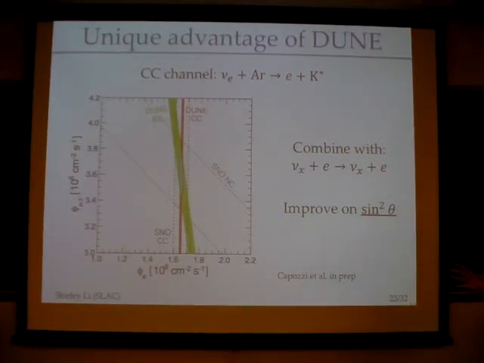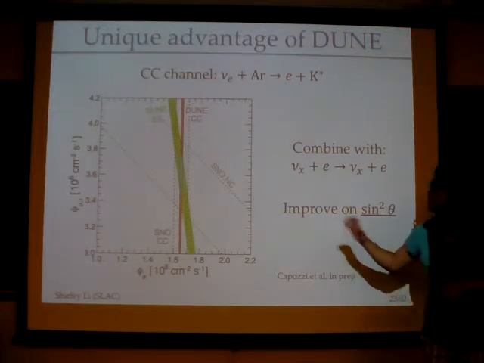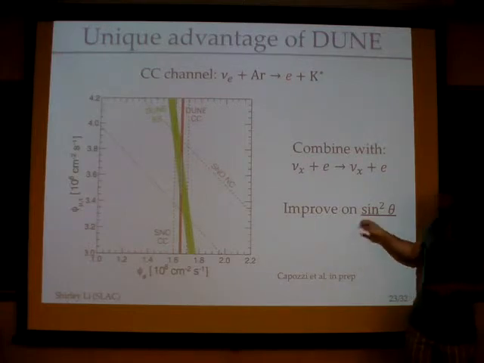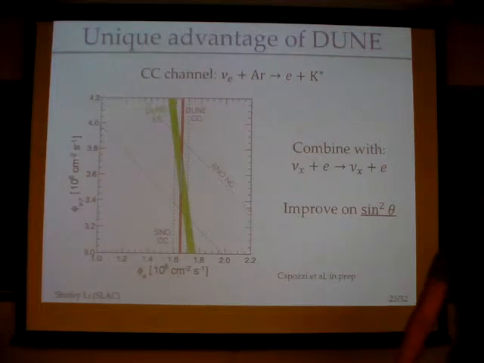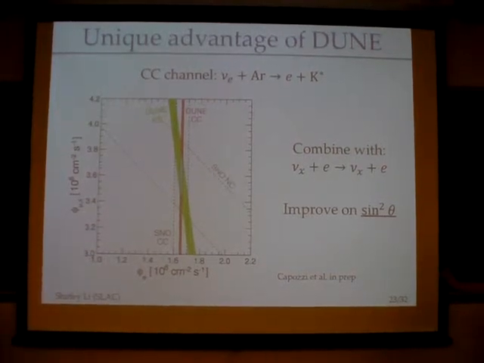And this is a statistical-only statement, just to show that because DUNE is so huge, with the new charged current channel, we can, in principle, believe that DUNE would improve on the angle measurements of SNO. Any questions about this?